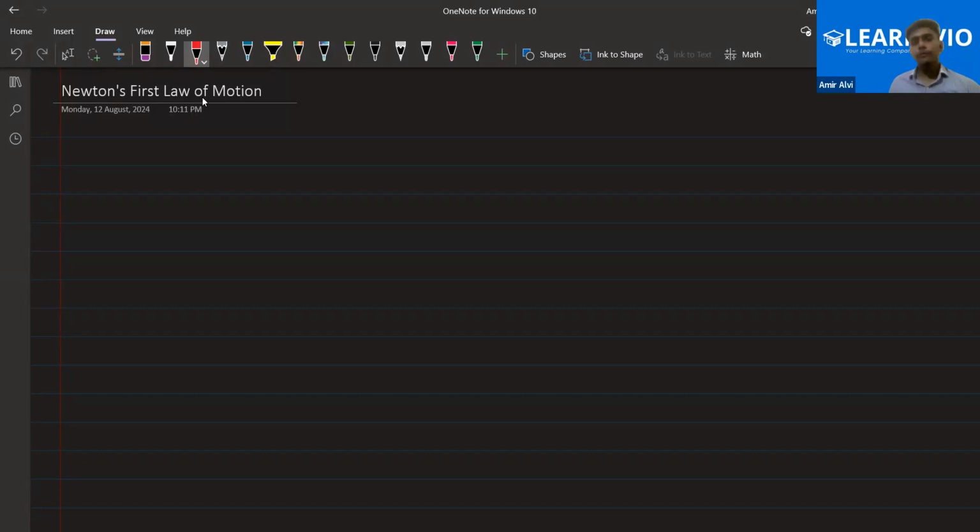Okay. So let's understand the first law of motion. Before understanding that, we have to understand what inertia is, because the first law of motion is called the law of inertia as well. To understand the law of inertia, we must understand inertia first. So let's observe.